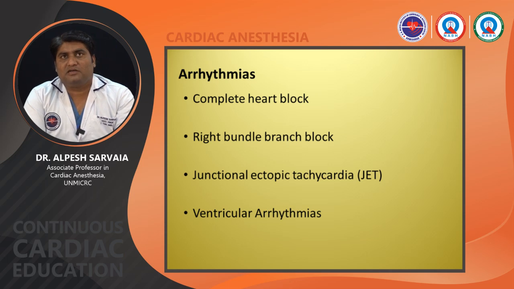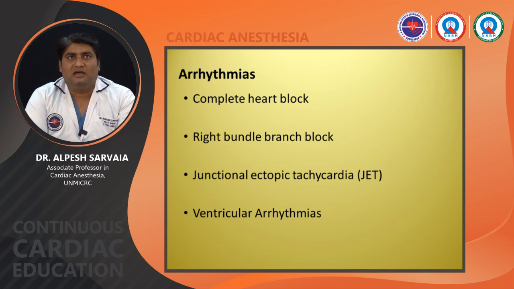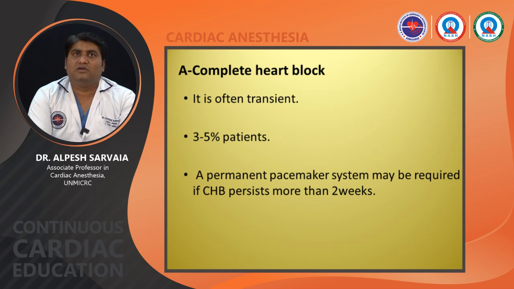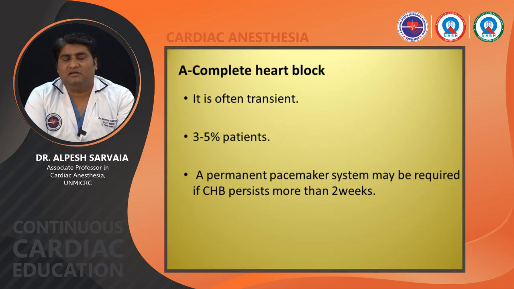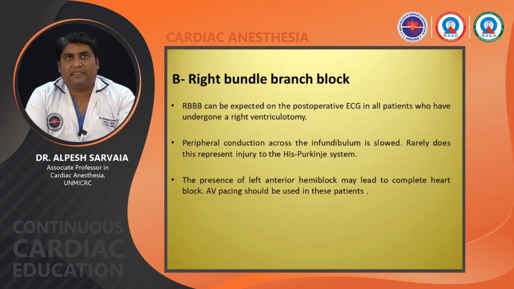Now, some types of arrhythmias are more common in TOF surgery, like complete heart block, right bundle branch block, junctional ectopic tachycardia, JET, and ventricular arrhythmias. Complete heart block is often transient, occurring in 3 to 5% of patients. A pacemaker system may be required if the CHB persists for more than 2 weeks. We have to wait for 15 days or 2 weeks.